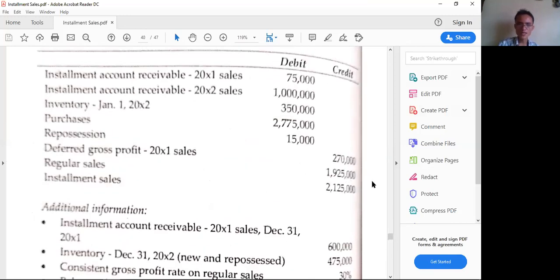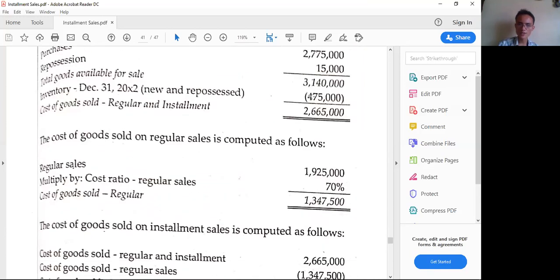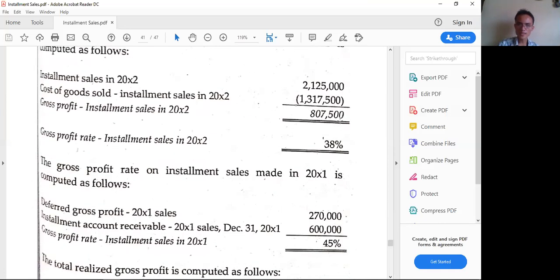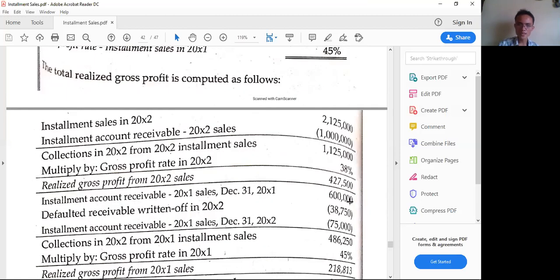It's quite long. And you have here the ending balance of the receivable. So that is 1,125,000. That's collections in 20x2 from 20x2 installment sales. So again, for the current year sale, the difference between the installment sales, which is equal to AR at beginning minus the ending, that's the collections, times 38% as computed, and that's going to result to 427,500 RGP in 20x2.